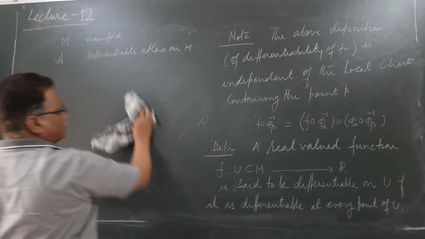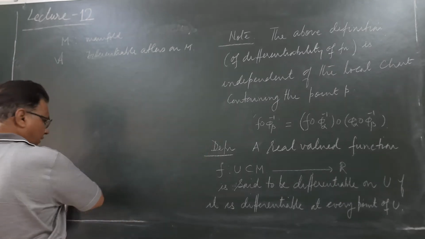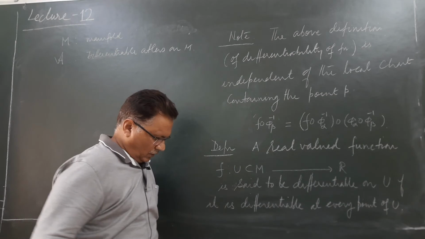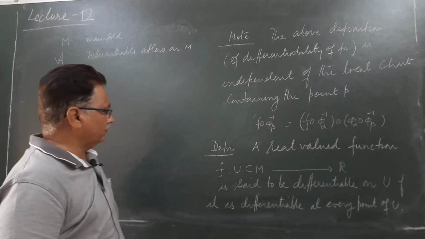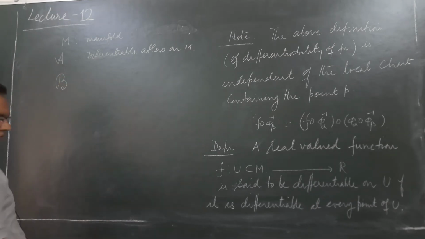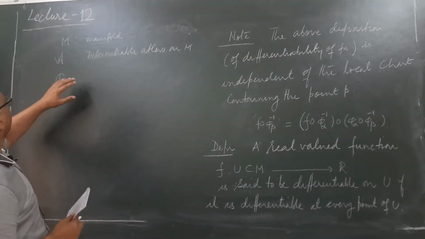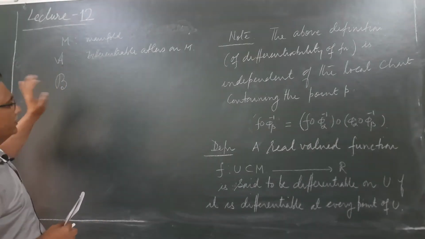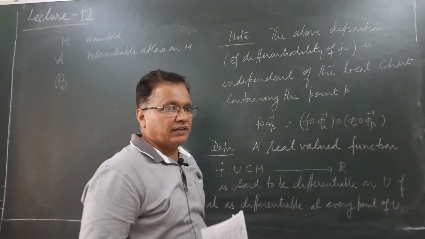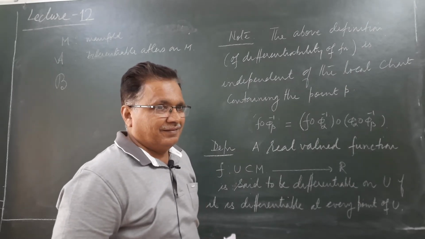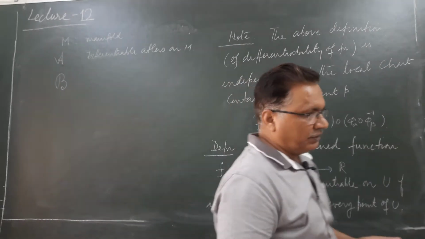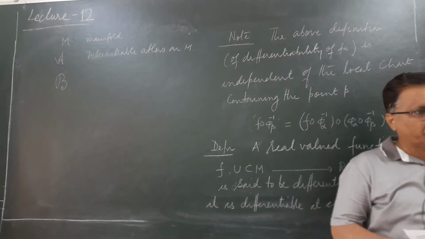Now still there is one problem. Now our definition is definitely depending on the atlas. If I have another atlas on the manifold M, say B, then a function may be differentiable with respect to atlas A, but may not be differentiable with respect to B. But this is something which you will not like. This will happen only when they are not compatible. Suppose A and B are not compatible, then if f is differentiable with respect to A, it may not be differentiable with respect to B.